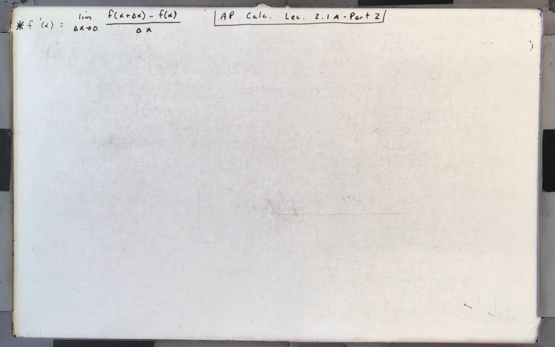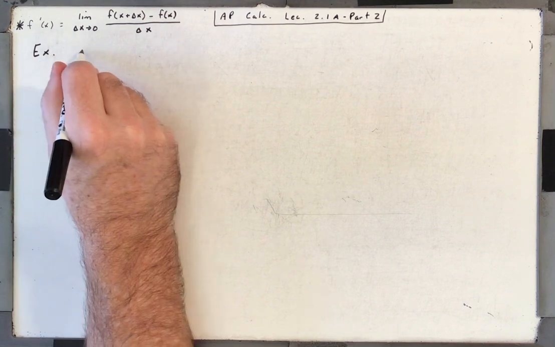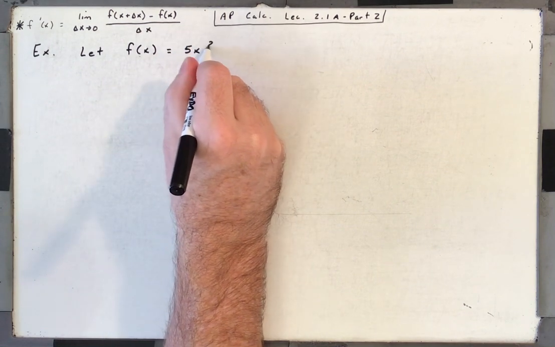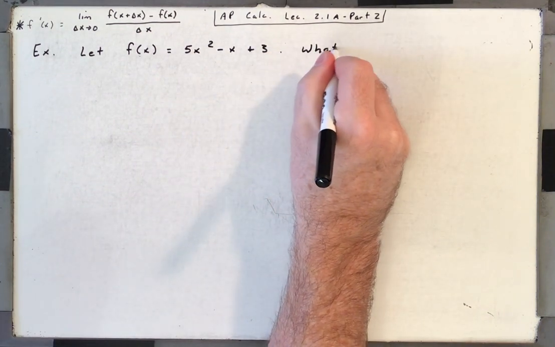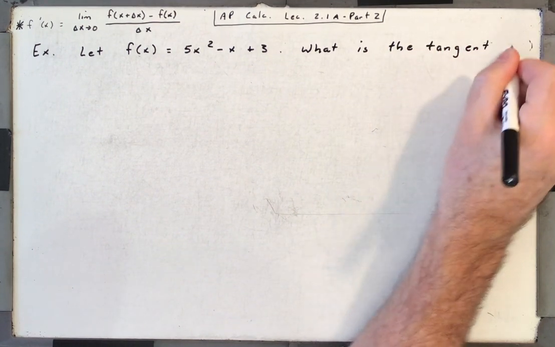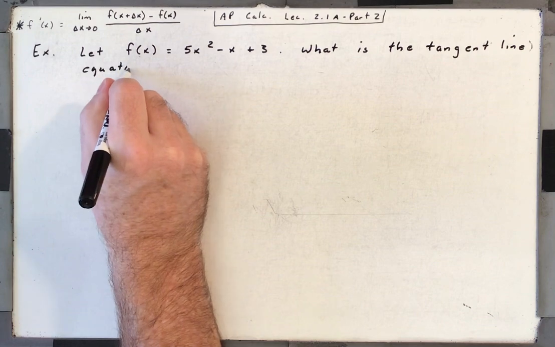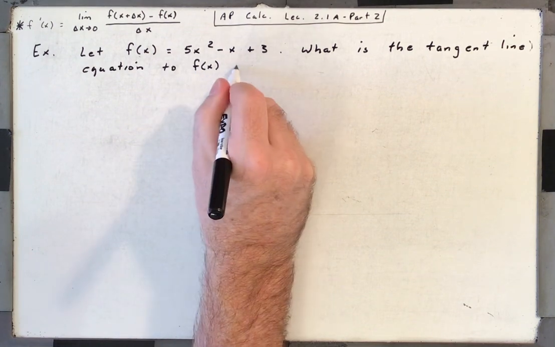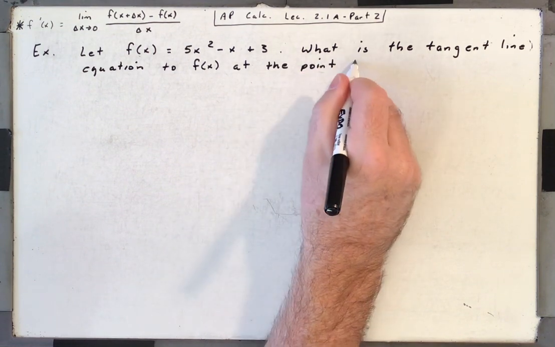Okay, our third and last example problem of this lecture is we're going to let f of x be 5x squared minus x plus 3. What is the tangent line equation to f of x at the point 1, 7?